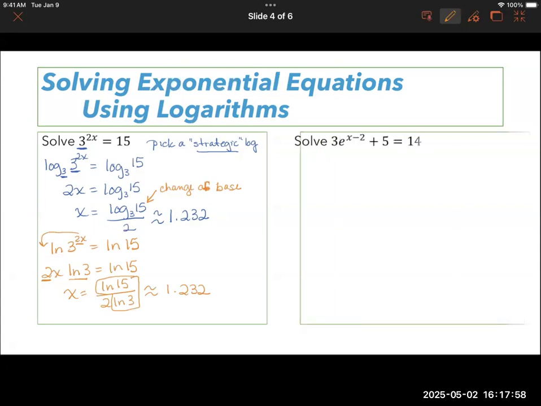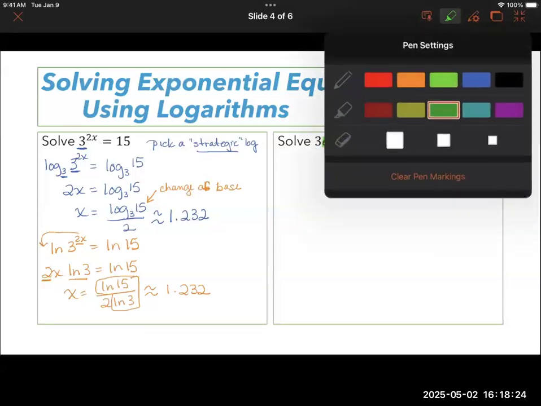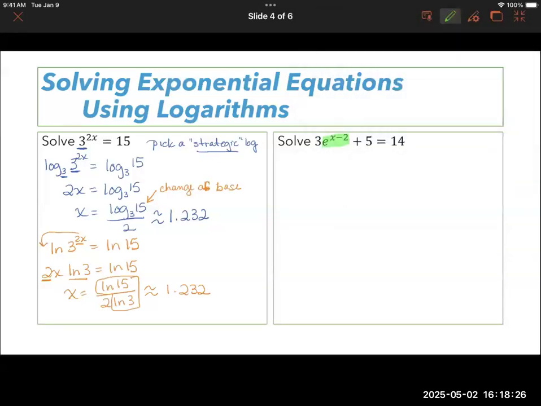Okay, let's take a look at another example. Now, in this example, you can see we have a lot going on. We've got 3 times e to the x minus 2 power plus 5 equal to 14. So before we can use the logarithm of both sides, we need to get this exponential piece isolated. So this e to the x minus 2 power needs to get isolated.